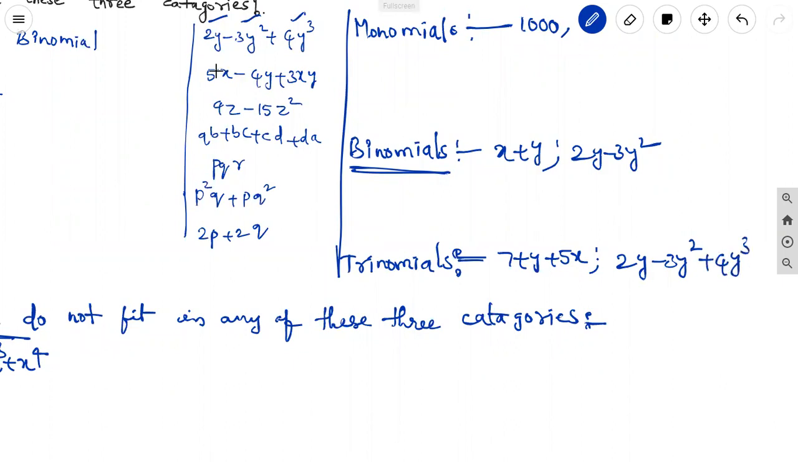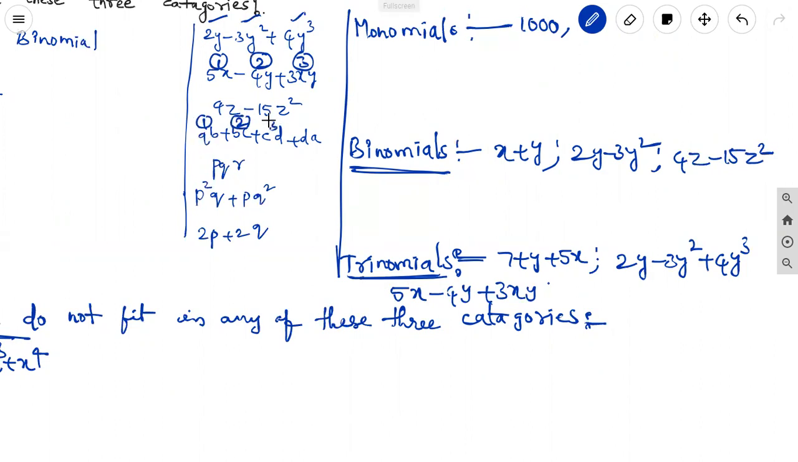Next, 5x one term, minus 4y two terms, 3xy three terms. So it is also a trinomial, 5x minus 4y plus 3xy. Next, 4z minus 15z square. Two terms are there, so a binomial. Next, AB, BC, CD, DA, that is four terms. It's not a monomial, binomial, or trinomial. Why? Because it has four terms. It does not fit these three. That is the fourth category, AB plus BC plus CD plus DA.